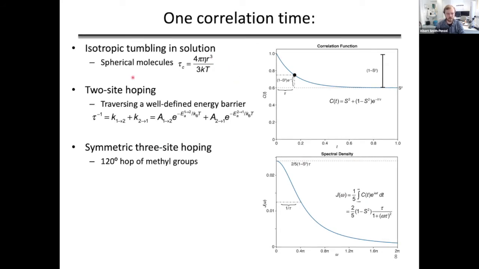And so I wanted to just compare, well, here are motions with 1 correlation time. If you have isotropic tumbling in solution, so basically a spherical molecule, and the internal motion is very small or non-existent, then you have 1 correlation time. If the only motion you have is 2-site hopping, so you just sample 2 orientations, well, then you get 1 correlation time. And if you have symmetric 3-site hopping, basically like the hop of a methyl group, you would get 1 correlation time. I don't want to promise that these are the only 3 examples, but these are what I could come up with.